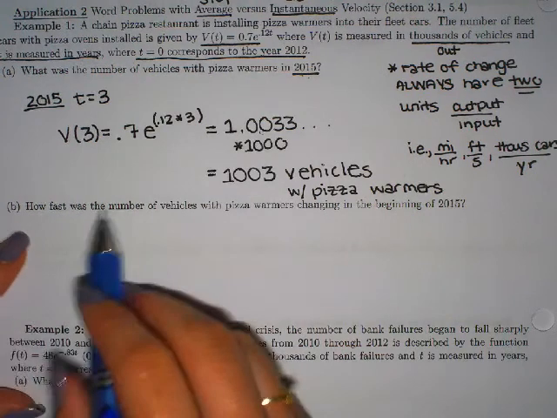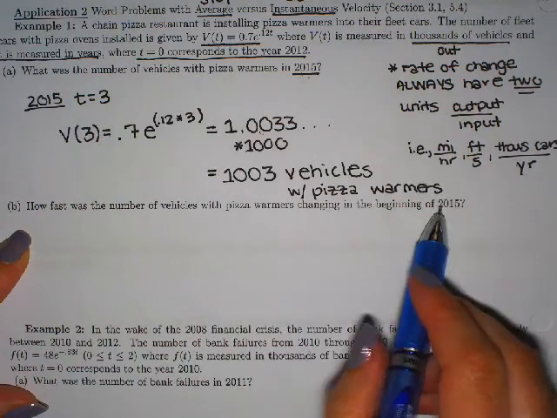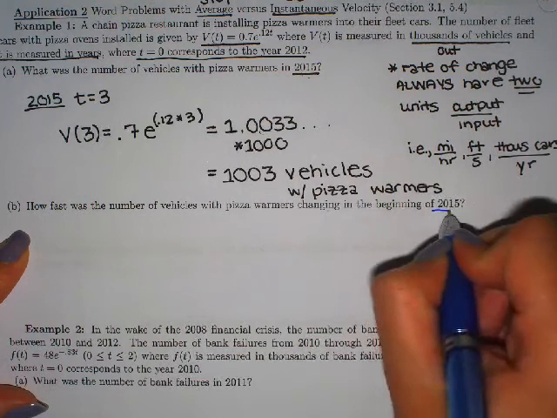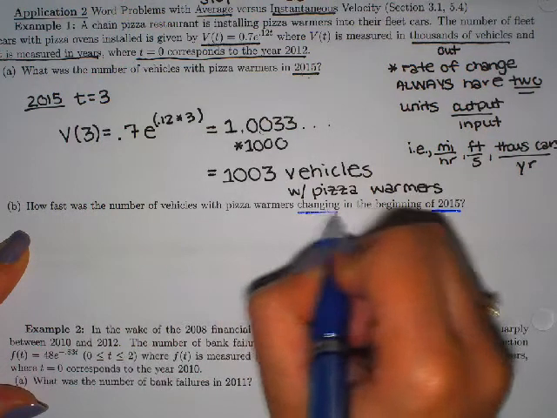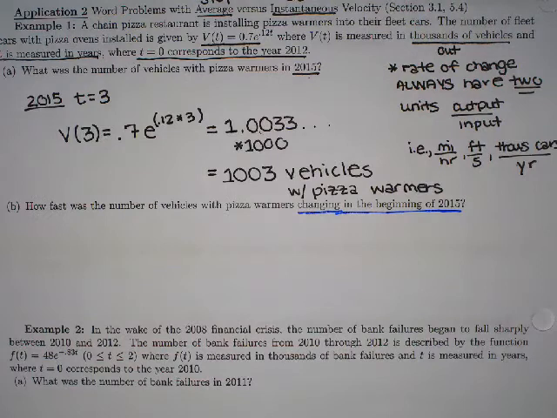So our next part is asking how fast the number of vehicles with pizza warmers is changing at the beginning of 2015. So they had 1,003 vehicles with pizza warmers. How many more are they expected to get? Is it going to be more or less? They're going to take some out of the running. Let's see what happens in 2015.